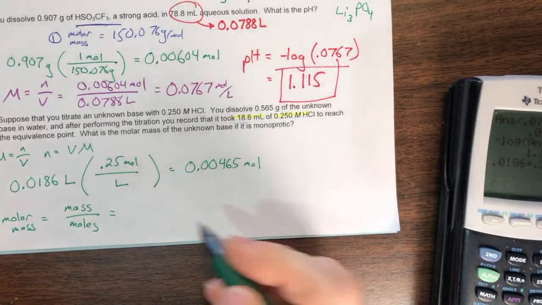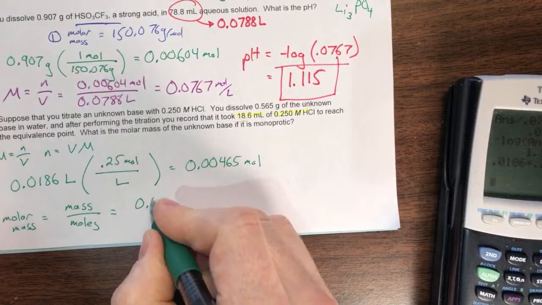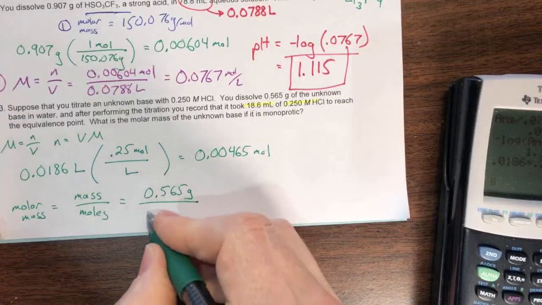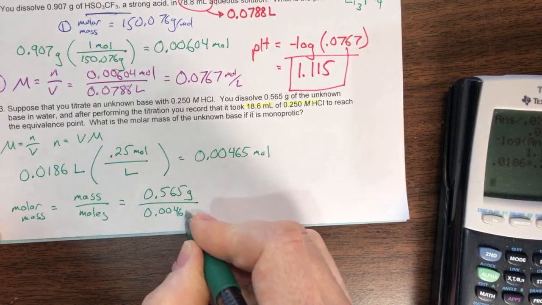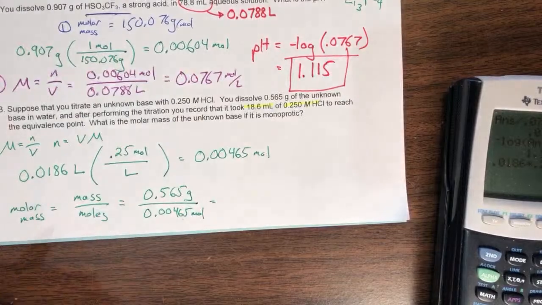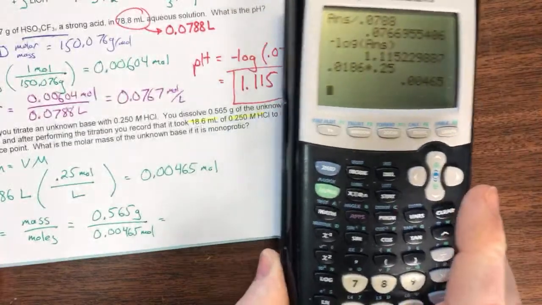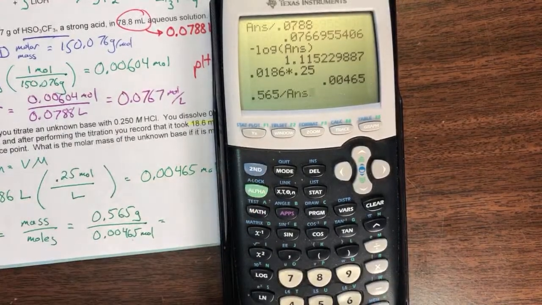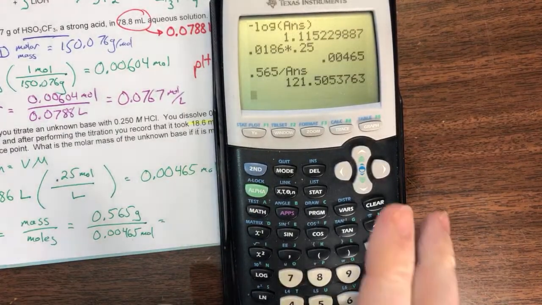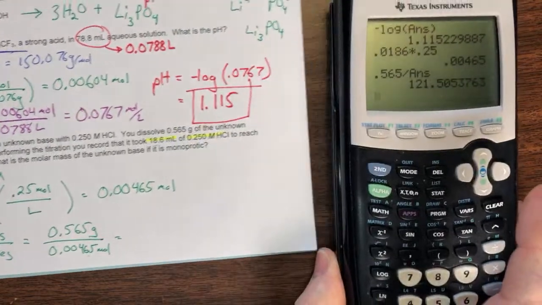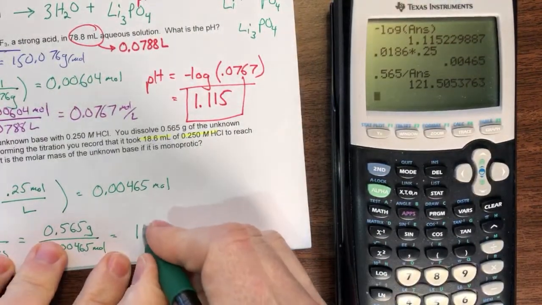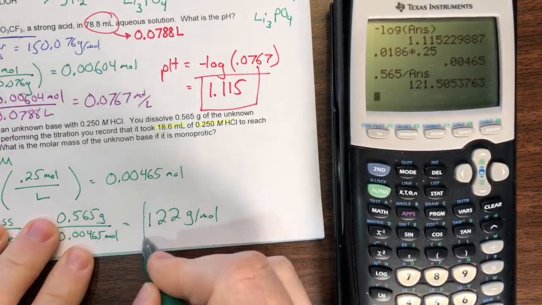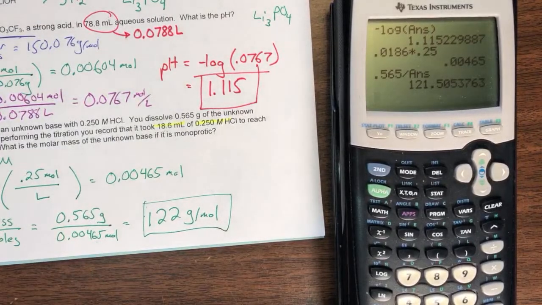So then we're going to do the mass of the unknown, 0.565 grams, divided by the moles of 0.00465 moles, and that'll be my final answer. 0.565 divided by that gets me 121.5. I have 3 sig figs, so let's round it up to 122. 122 grams per mole. That's my final answer.